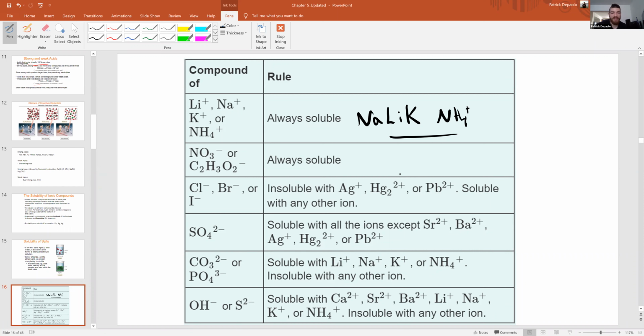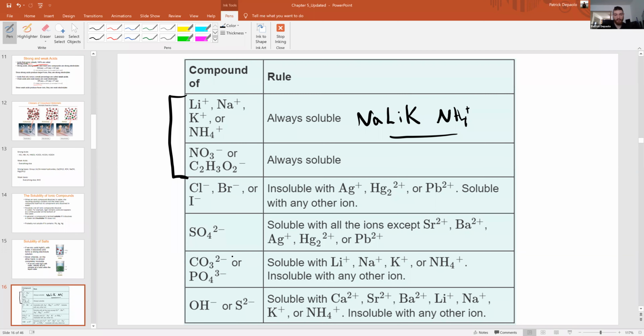If you have Na plus and then something hydroxide, we know that is soluble, but Na plus with any anion is soluble. Lithium, same thing. Potassium, same thing. Ammonium, same thing. Then for anions that are always soluble, you have nitrate and acetate. Every nitrate is soluble, every acetate is soluble. These two are keys, because knowing them can get you the answer of whether an ionic compound is soluble for most of them.